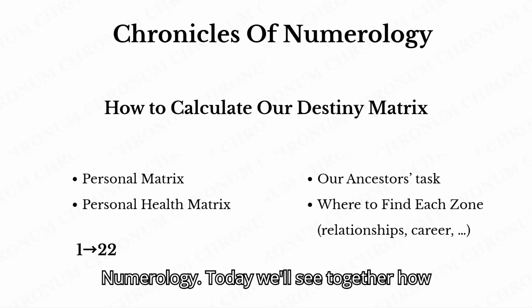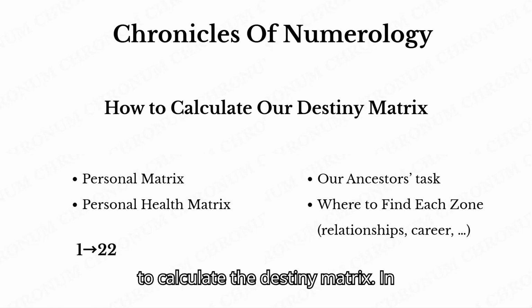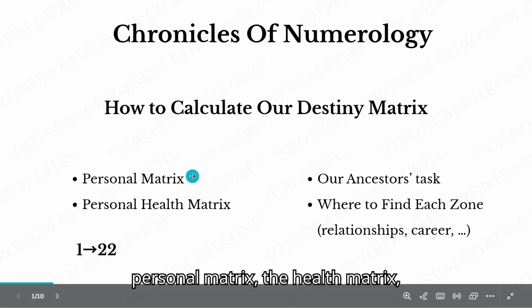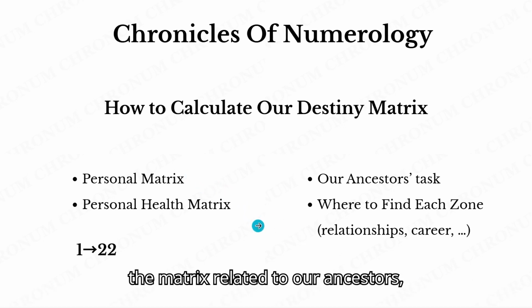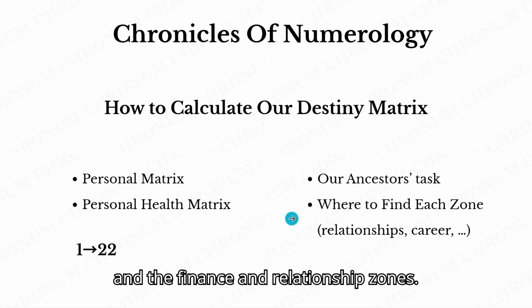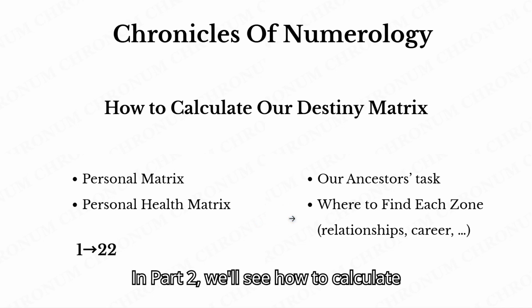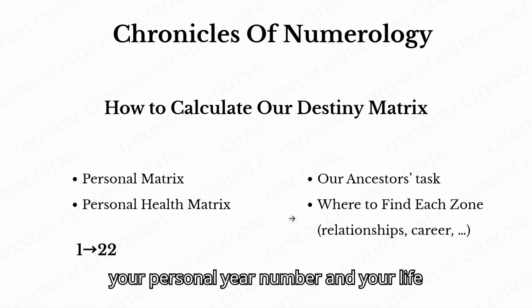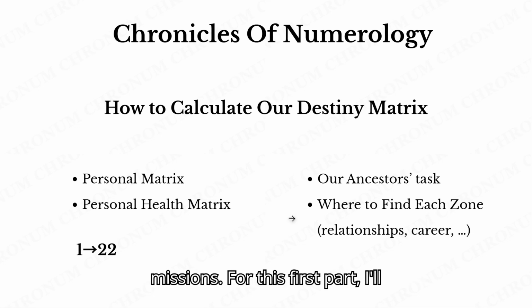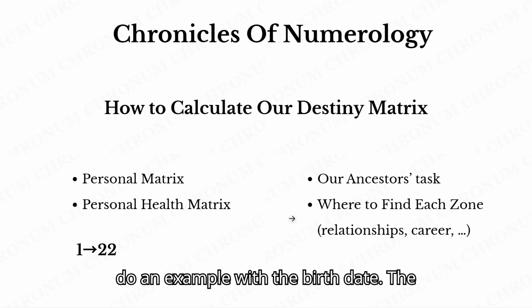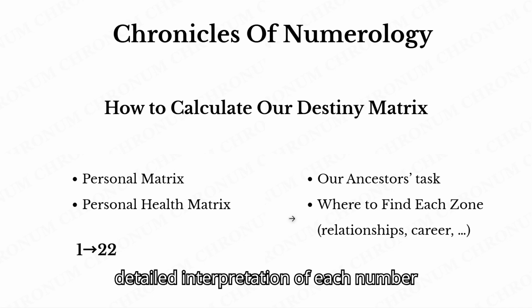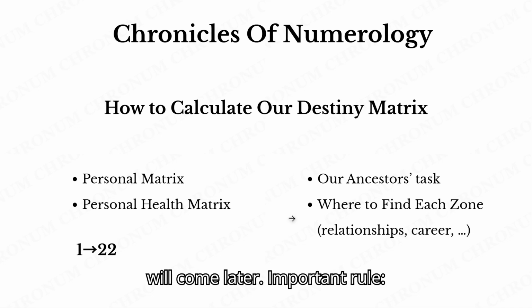Today we'll see together how to calculate the destiny matrix. In this first part, we'll cover the personal matrix, the health matrix, the matrix related to our ancestors, and the finance and relationship zones. In part 2, we'll see how to calculate your personal year number and your life missions. For this first part, I'll start by using letters. Then we'll do an example with the birth date. The detailed interpretation of each number will come later.